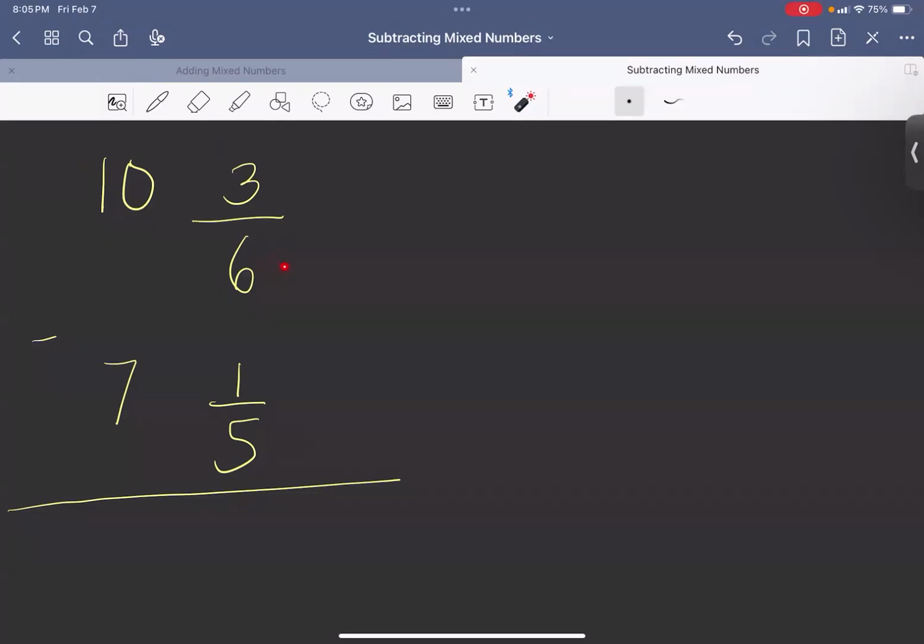Here, in this problem, the denominators are not the same. So we have to find what's called the least common multiple. That is a number that our denominators have in common when we multiply the numbers by themselves.